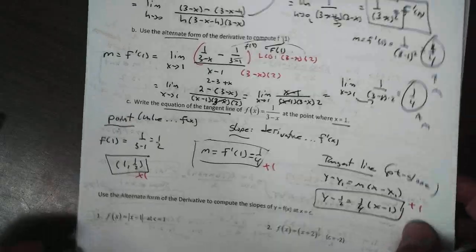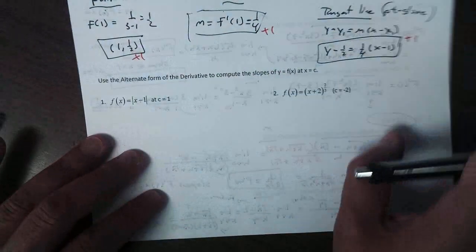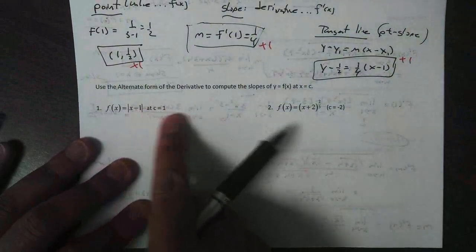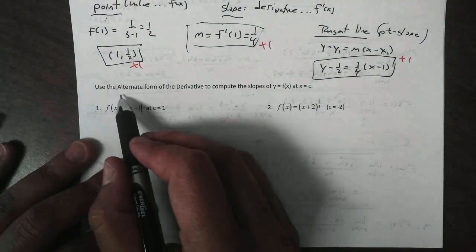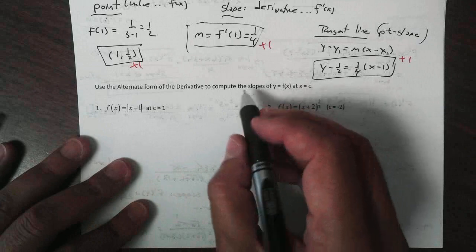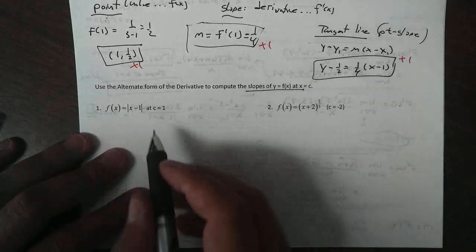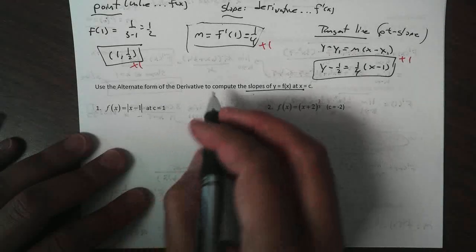Alright, here's some fun ones. We're going to start talking about what we call differentiability real soon in here, and that's what I want to take a look at right now. We want to use the alternate form of the derivative to compute the slopes for the following at x equals c. So let's take a look at this first one here, the absolute value of x.